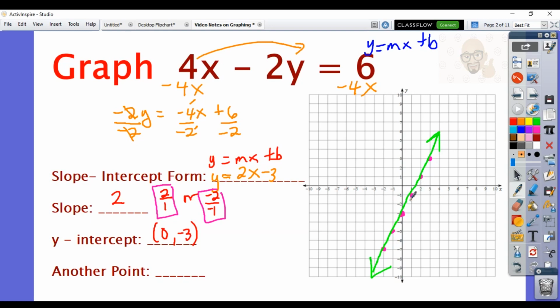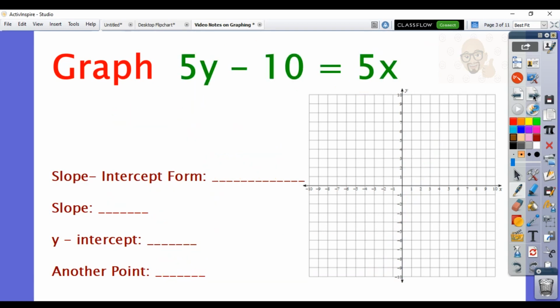To find another point, just pick another point on this line besides the y-intercept. I went up 2 over 1. What is this point? That's (1, negative 1). So I know one of the points is (1, negative 1). Okay, all right, moving on.